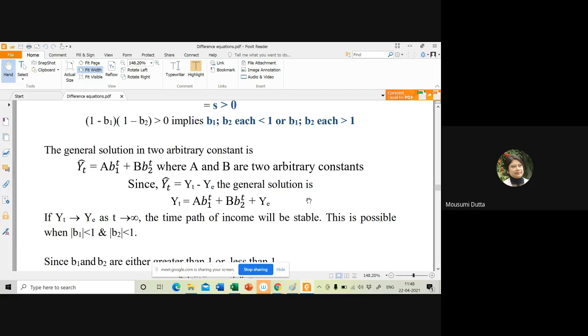If yt tends to ye as t tends to infinity, the time path of income will be stable. You know all these things? And this is possible if and only if both mod B1 and mod B2 are less than 1.